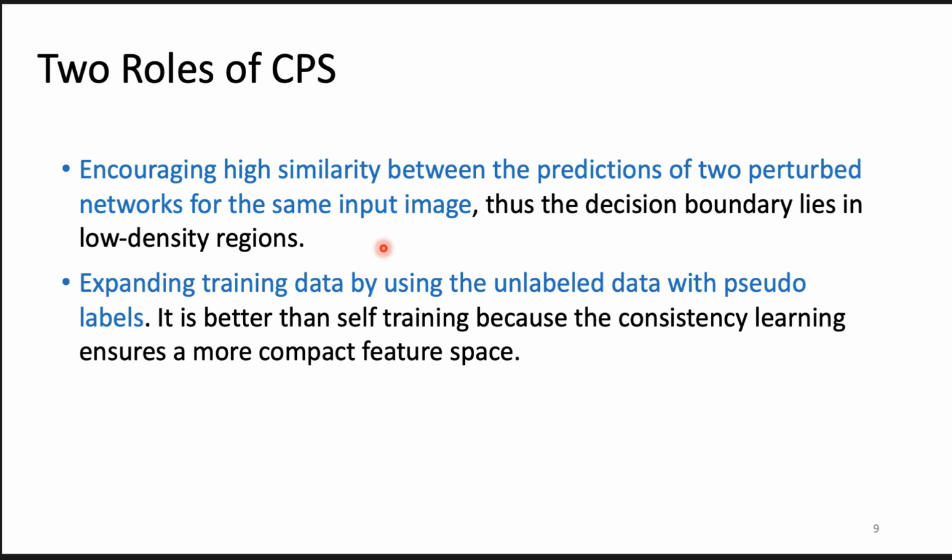There are two roles of CPS. First, CPS encourages high similarity between the predictions of two networks for the same input image. Thus, the decision boundary lies in the low-density regions. Second, CPS expands training data by pseudo-labels. It is better than self-training because the consistency learning ensures a more compact feature space.